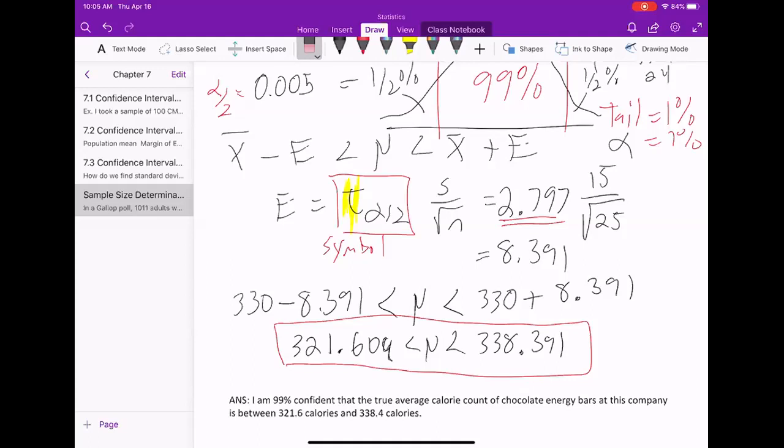So it doesn't make it more accurate, because it will be easier to prove me wrong. Don't think of it just because we're getting closer, because we don't know what the true mean is. It could actually be outside of these numbers, but I'm 99% confident that it's not outside of these numbers. Does that answer your question? Yeah, thank you. Yep. Good question.